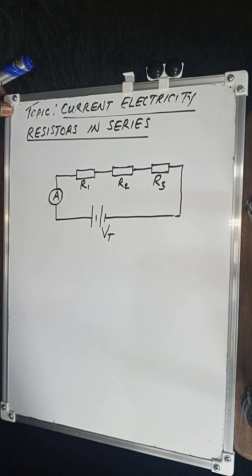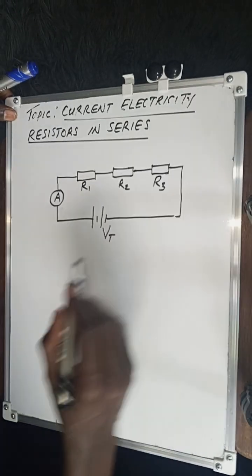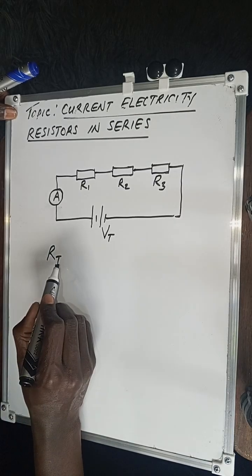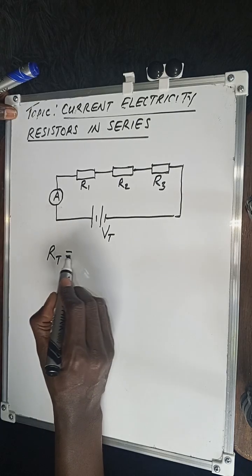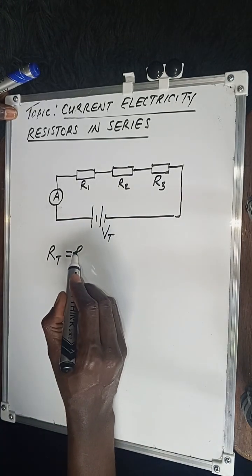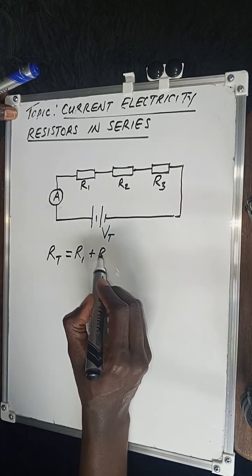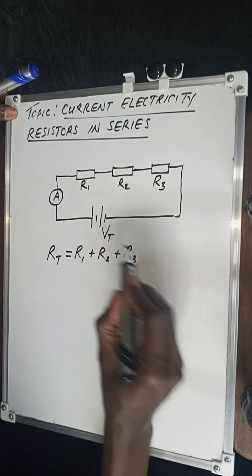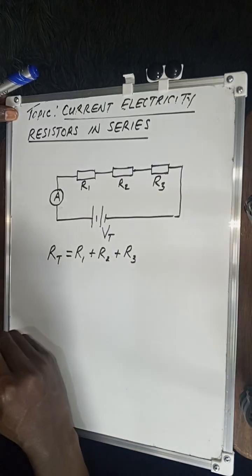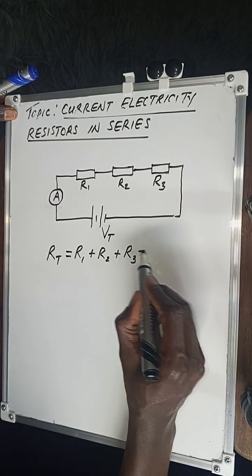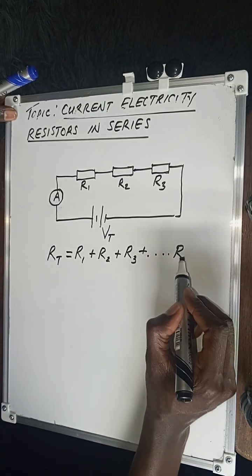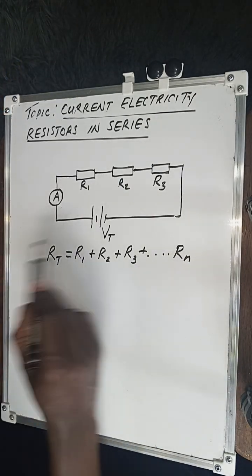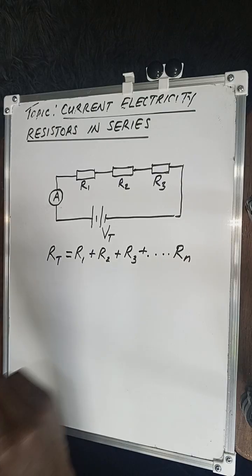Well, to get the total resistance of resistors in series, for the total resistor RT, that's for total, you just need to add the resistors. That is resistor 1 plus resistor 2 plus, in this case, resistor 3. So if there are so many resistors, you can keep on adding them, and that's what I mean by Rn. So that's the way you get your total resistance.